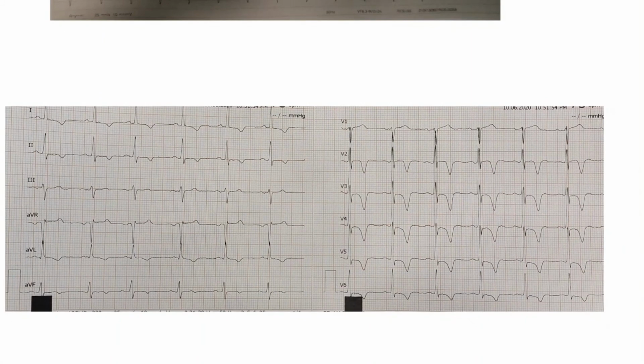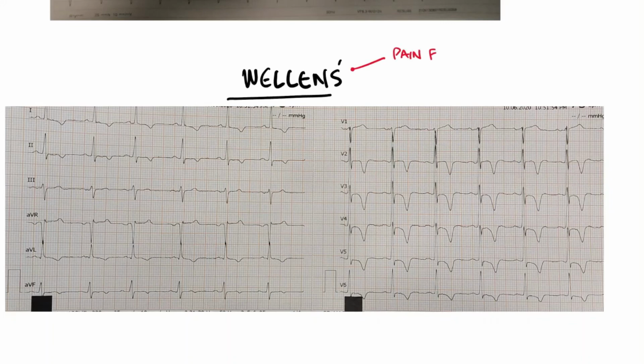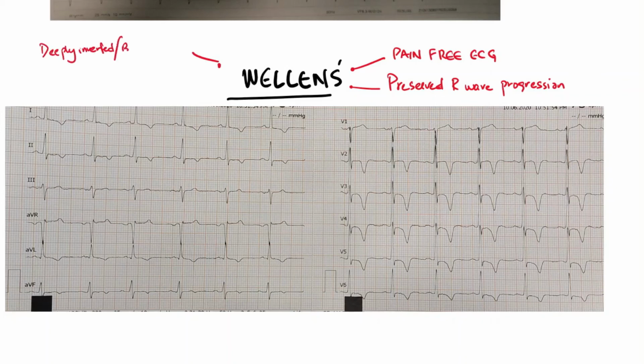Let's look at this ECG. This ECG was from a patient who was pain-free at the moment. This is Wellens syndrome, and you need to understand the pattern for this. So number one, you have a pain-free ECG. Number two, you've got preserved R wave progression in that there is no delayed or loss of R wave progression. You've got deeply inverted T waves, or another type of Wellens syndrome could be biphasic T waves in the precordial leads. And the last one is that this is indicative of critical LAD stenosis, and it is a STEMI equivalent.